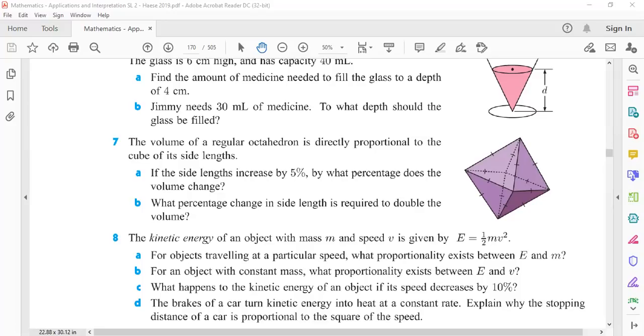So is it 0.05? No, what you have to do is 1.05 cube. So what is 1.05 cube? Because 1 plus 5 upon 100 is nothing but 1.05.